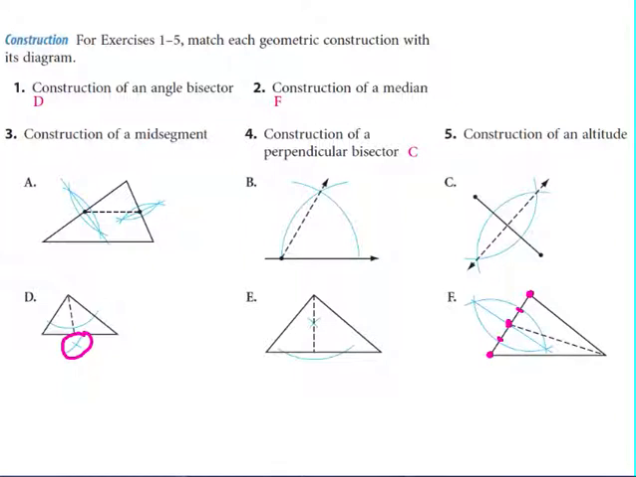Any ideas for 3 or 5? 3 is A. Nice job, guys. You're exactly right. A mid-segment, remember, is kind of like in the middle between a vertex and the base of a triangle. And what about construction of an altitude? An altitude, remember, meets the opposite side at a 90-degree angle.